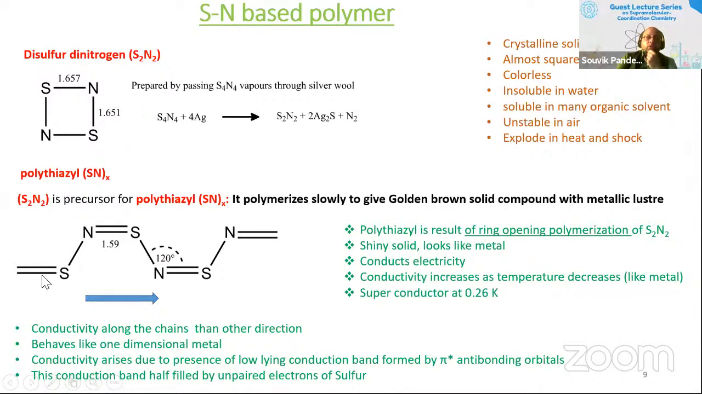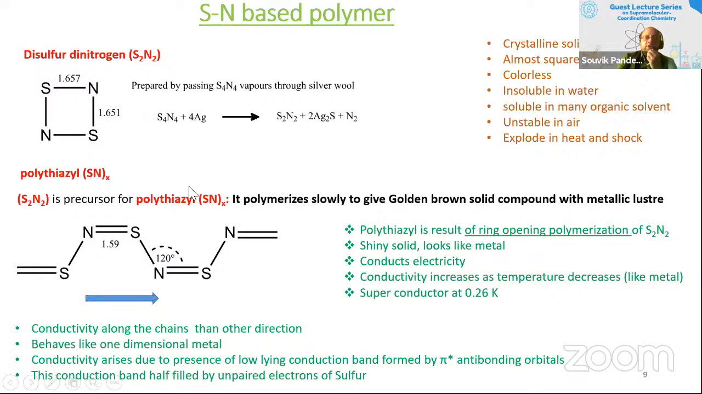This polymer is prepared from this compound, disulfur dinitrogen. This is a crystalline, solid, colorless compound. Because it is a square structure, it is a little bit strained. So over time, if you keep it for a long time, it slowly ring opens, connects to another one, and like this it gives you a polymer.